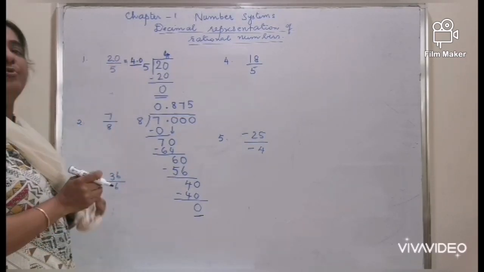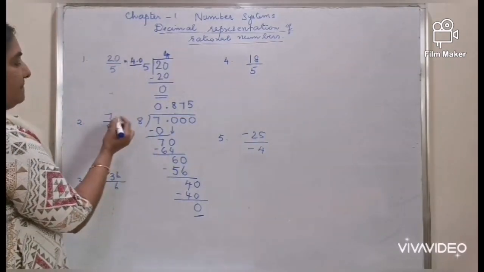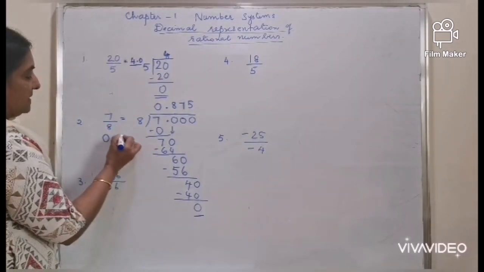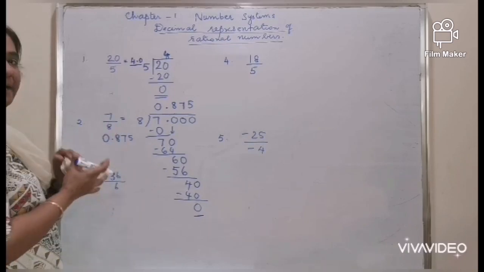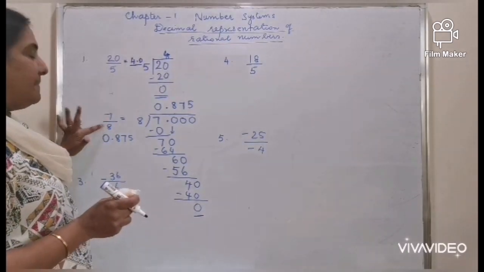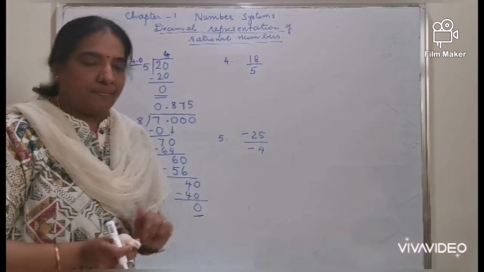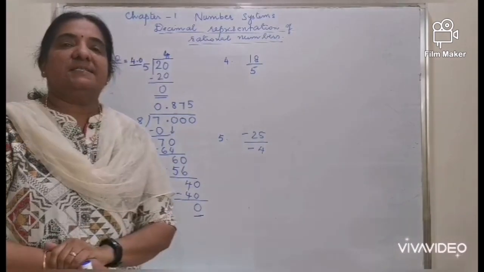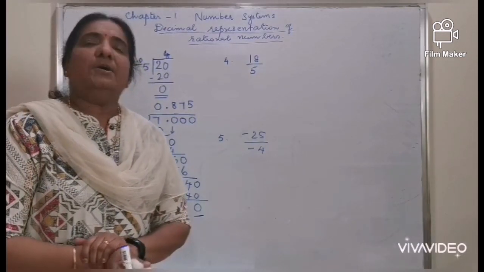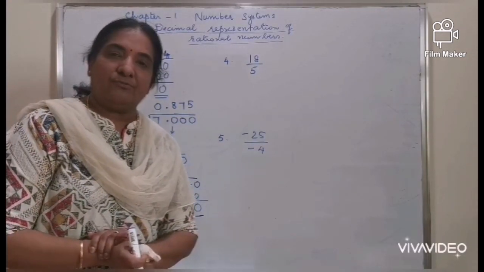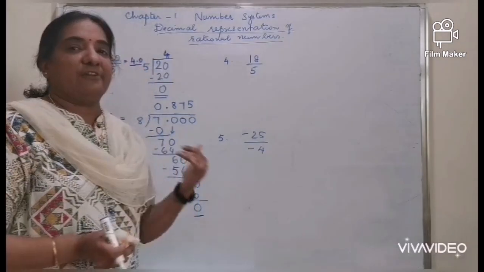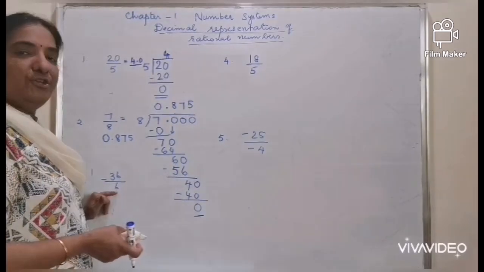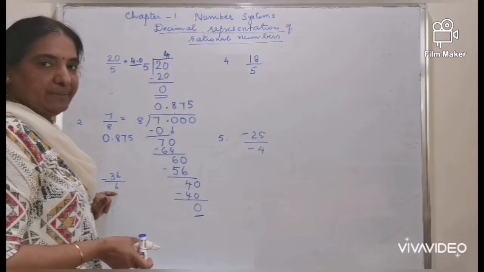Decimal representation as 4.0. 7 by 8 is the same as 0.875. By logic, you can understand that 7 by 8 is a proper fraction. The numerator is smaller than the denominator. Definitely, it will be an answer in decimal. So, those children who have a doubt about the difference between a fraction and a rational number, it will be clarified when you move into the third example.